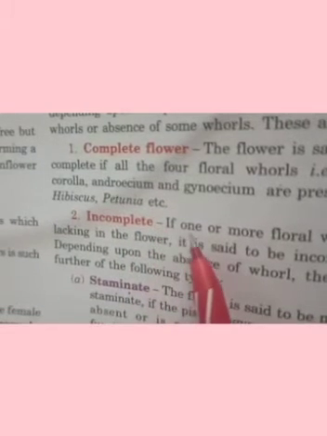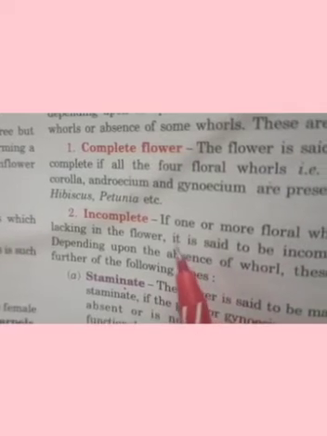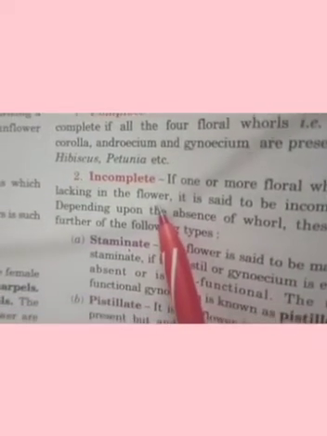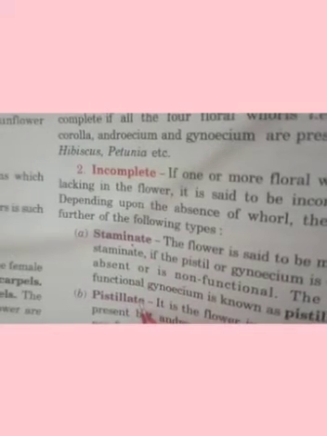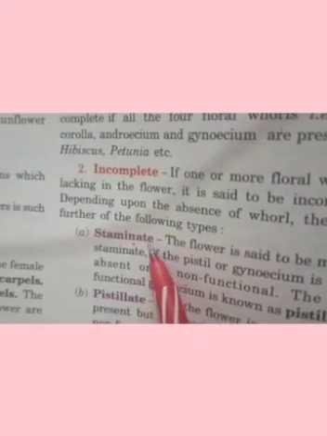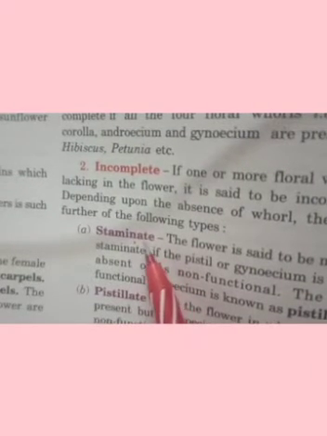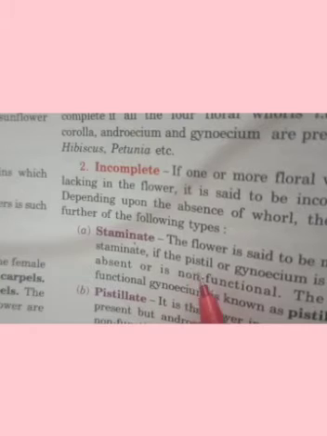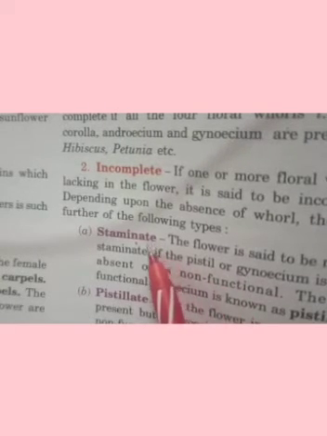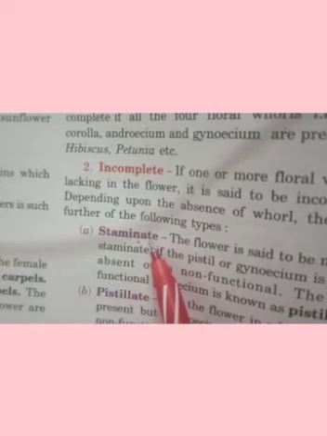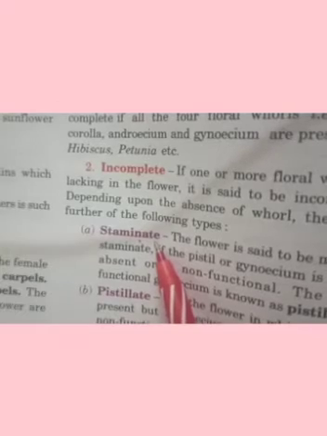Incomplete flower: if any one or more floral whorls are missing in the flower, then it is said to be incomplete flower. And that incomplete flower may be staminate or pistillate or neuter. The flower is said to be staminate if the pistil or gynoecium is absent. It means it contains only stamens, only the androecium part. Then it is called staminate.